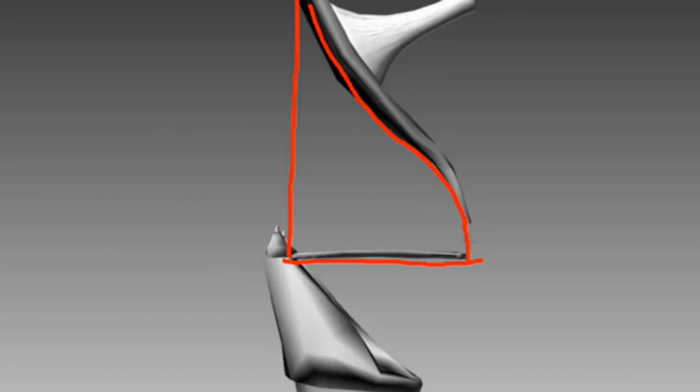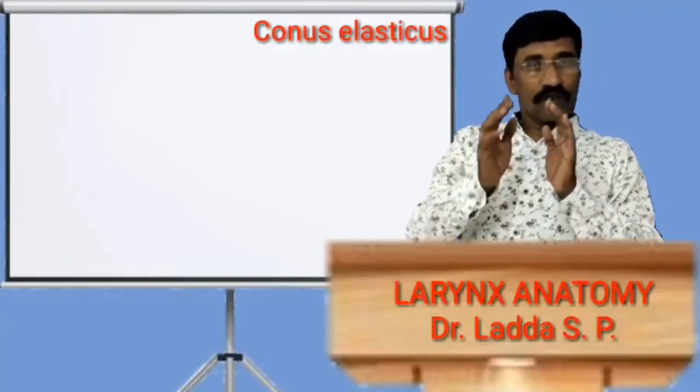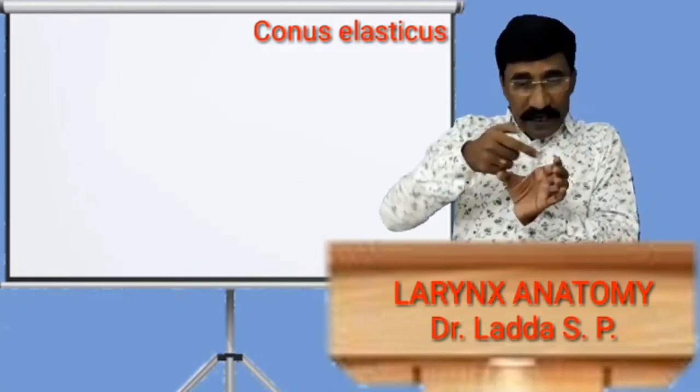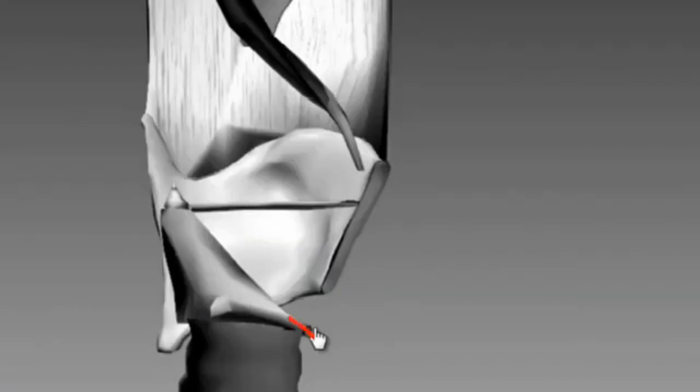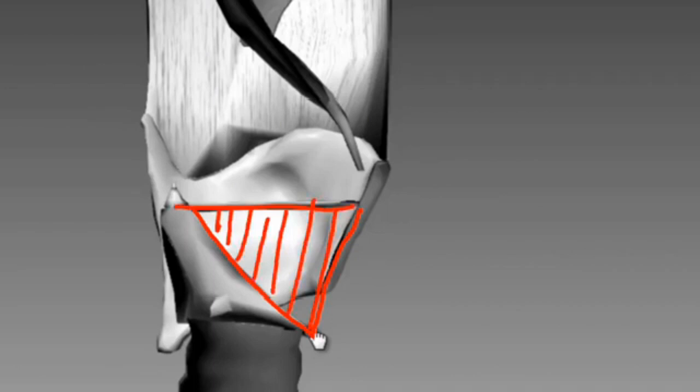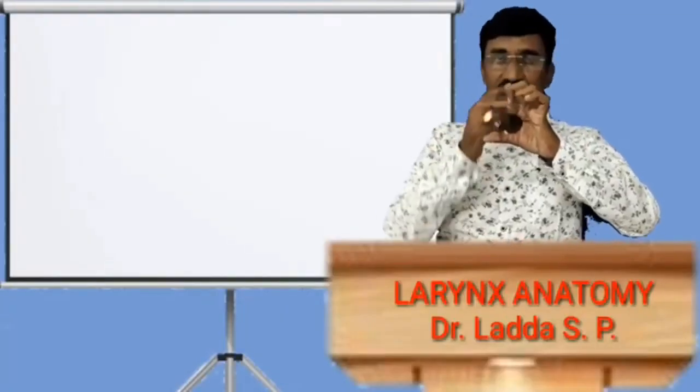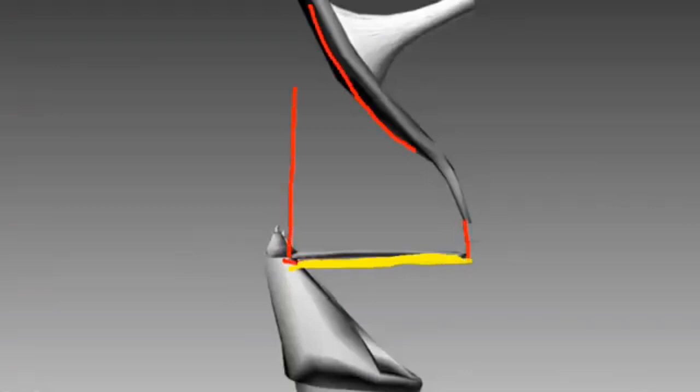Now the lower portion, conus elasticus. So the conus elasticus is formed by a membrane which is extending from the lamina of cricoid, and this lamina extends and it forms a membrane that is called conus elasticus. This is a quadrangular membrane. It has a lower free border. The lower border of the quadrangular membrane is free. There is no attachment, whereas at the upper, it is attached with the epiglottis.